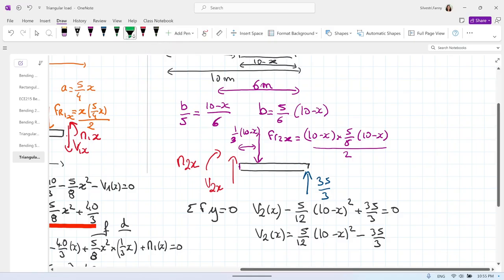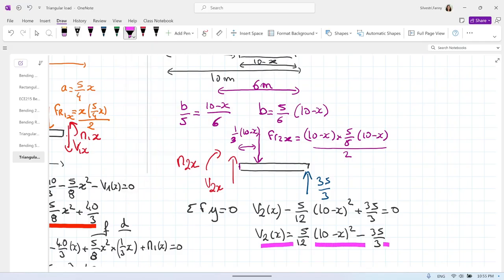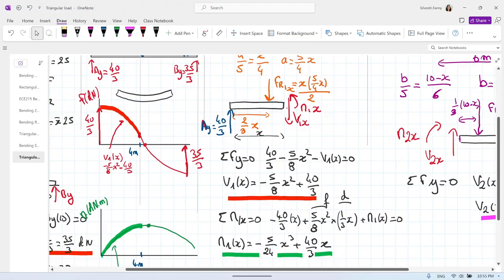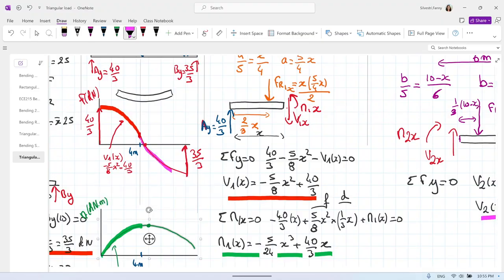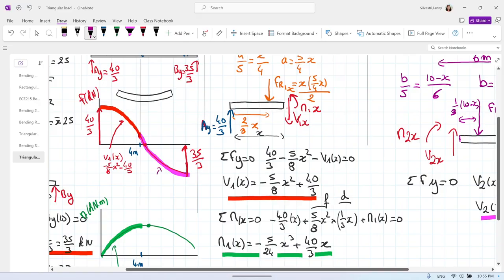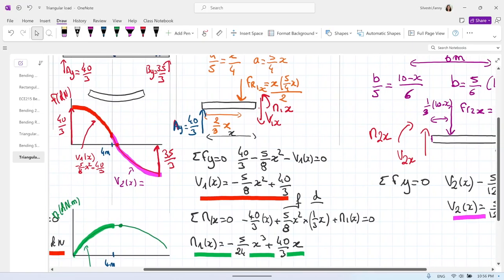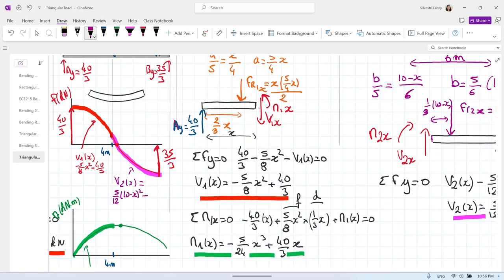So let's check that. That's the one I was trying to do a bit too fast before. So this one will be that equation. Here we go. So I say V2 of x equals 5/12 times (10 minus x) squared minus 35/3. Okay.